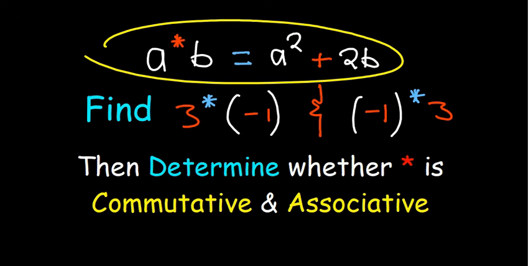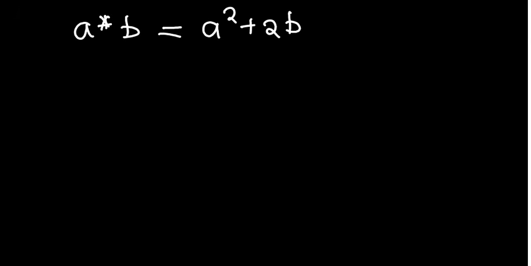The operation star is actually on a and b, where it is equal to a squared plus 2b. So I'll write that: a star b is equal to a squared plus 2b. Now the first part of the question is asking us to find -1 star 3. How easily can we handle that? It's just as simple as it is. A matches up with -1, b matches up with 3.